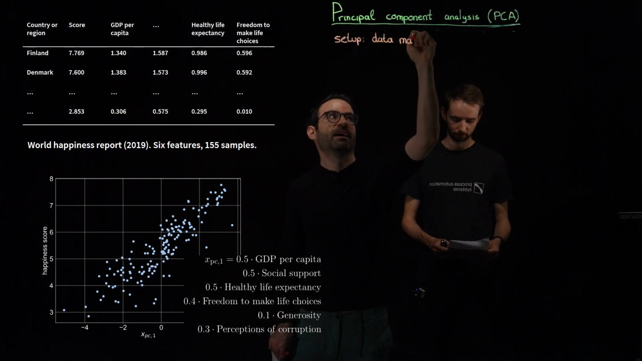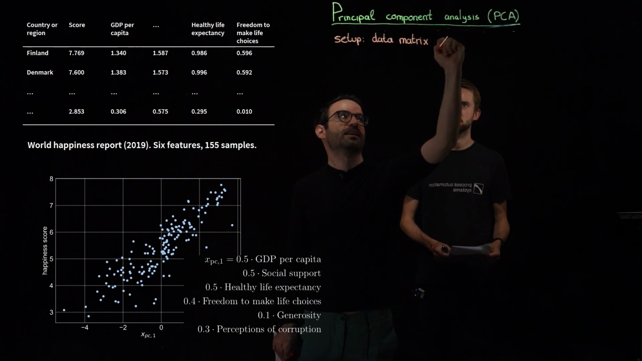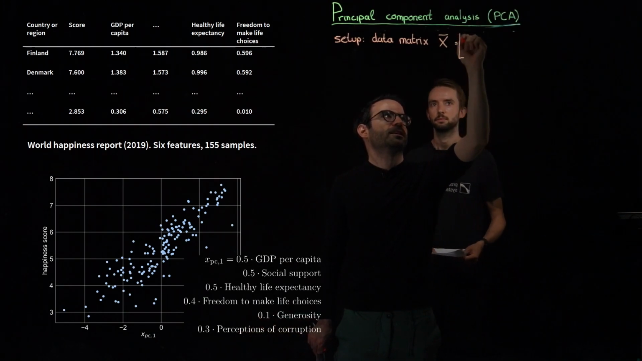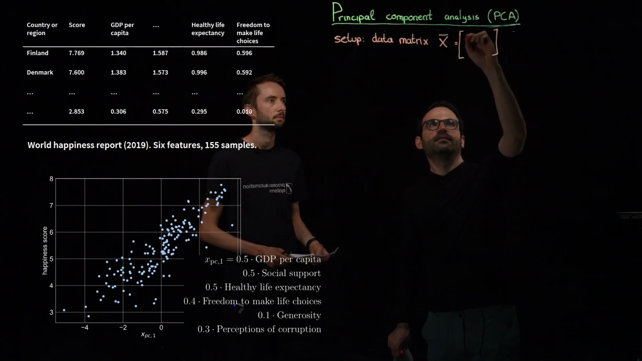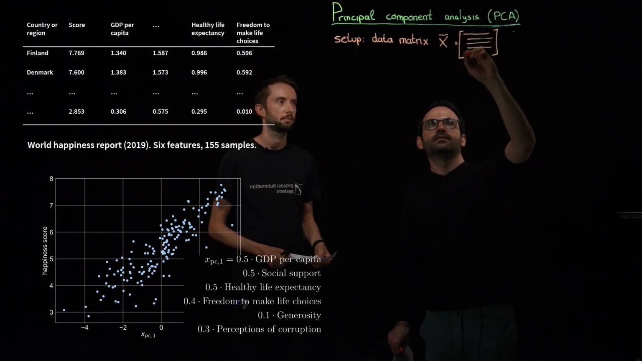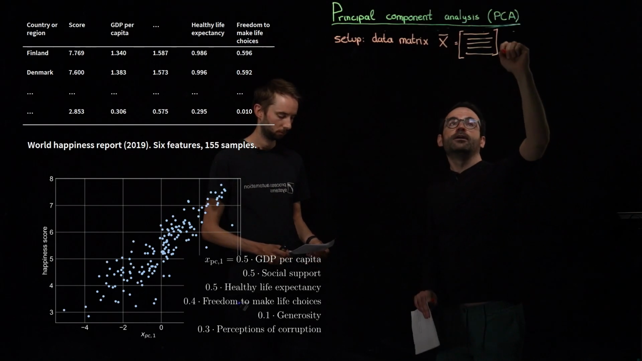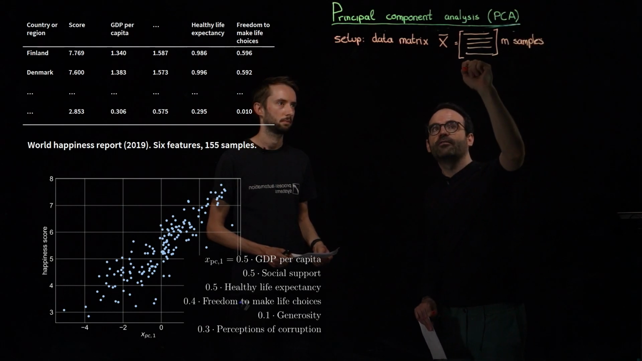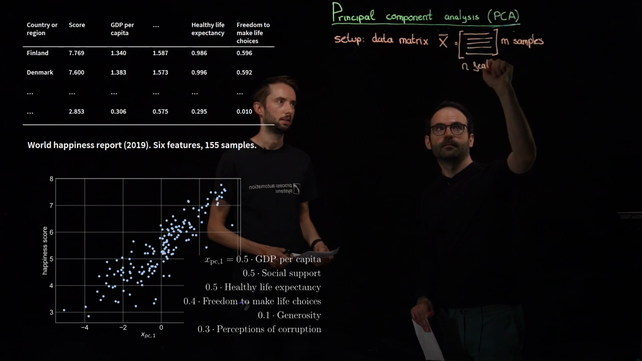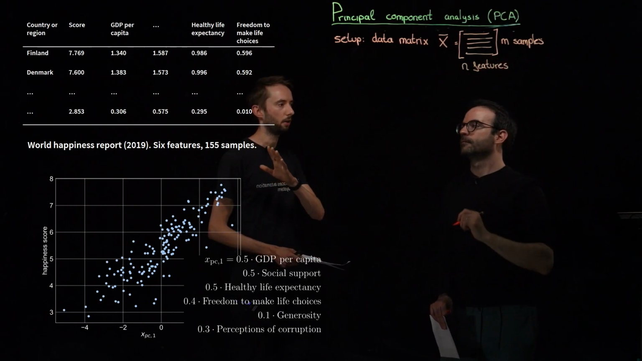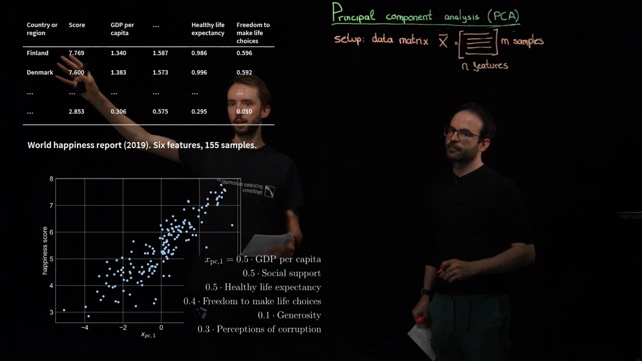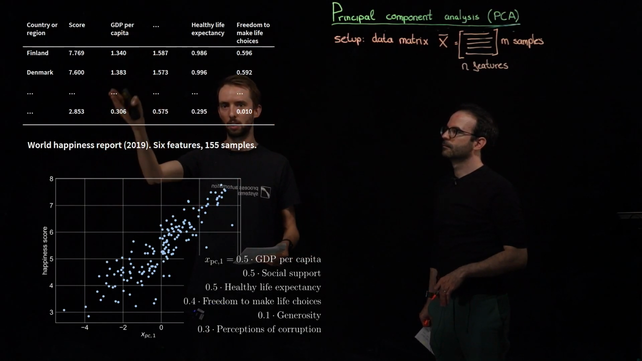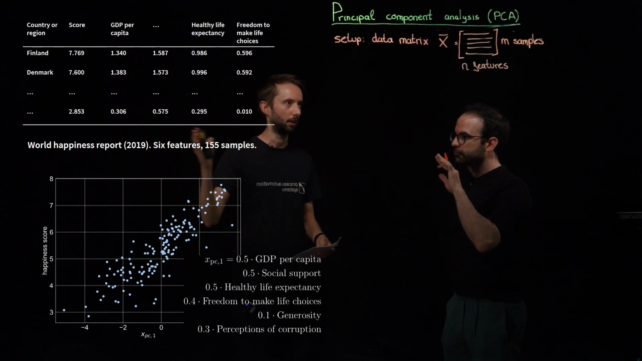We start with the data matrix, and we are going to denote this data matrix with X bar. If we draw it abstractly here, we are going to have several data points and several features. So we would have m samples, and we will have n different features. Right. And if I project this back onto our example, a sample would be, for example, Finland or Denmark and the associated values, and the features would be starting from GDP per capita all the way until freedom to make life choices, these 6 features.